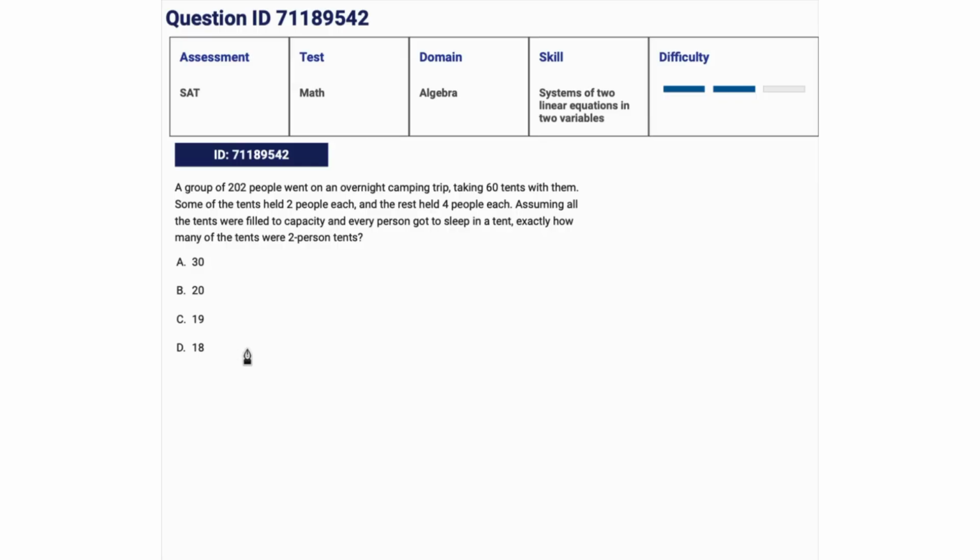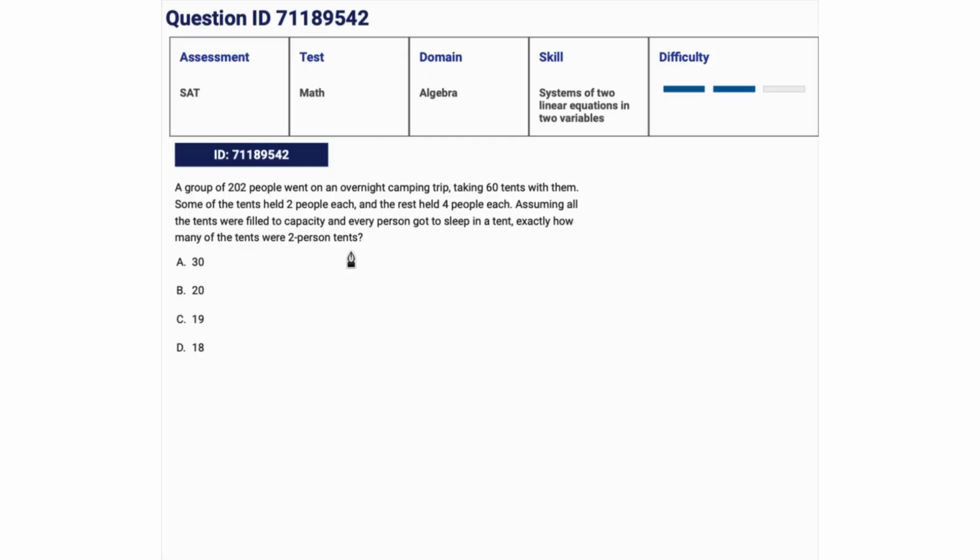A group of 202 people went on an overnight camping trip, taking 60 tents with them. Some of the tents held 2 people each, and the rest held 4 people each. Assuming all the tents were filled to capacity and every person got to sleep in a tent, exactly how many of the tents were 2-person tents? Okay, I'll give you a minute to pause the video and solve this by yourself.